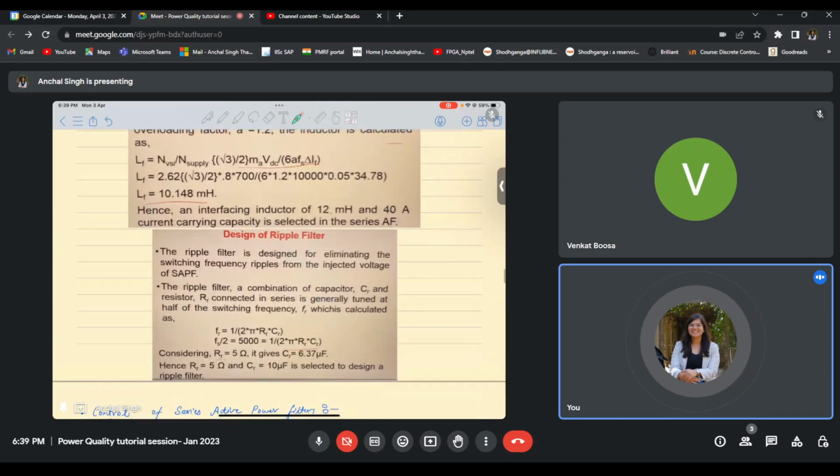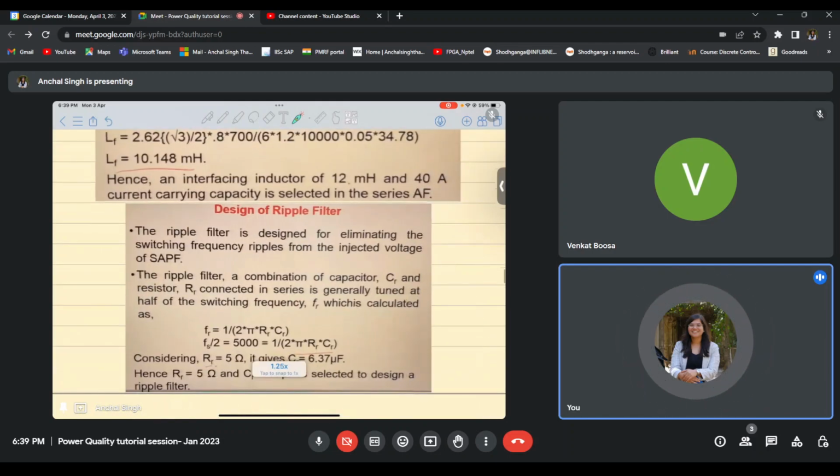Again, the next thing that we design is the ripple filter. So we have been looking at the design of the ripple filter and its purpose. So again, the purpose of the ripple filter is to take care of the switching harmonics that are present at the point of common coupling. So when these problems are present at the point of common coupling, what we do is we use a ripple filter, and this ripple filter absorbs all the high frequency components of this system.